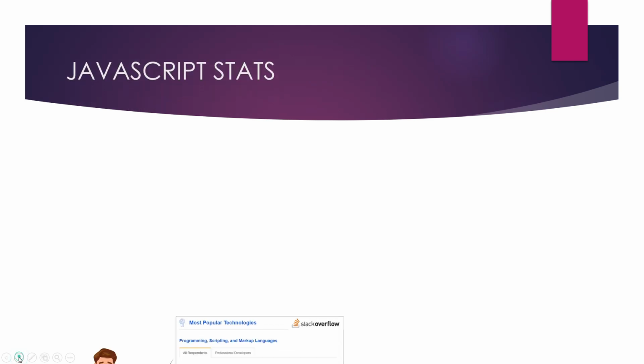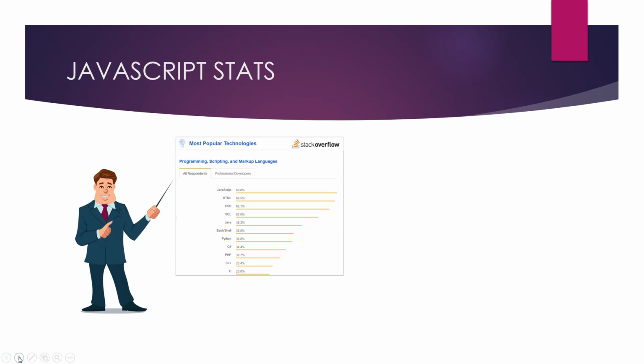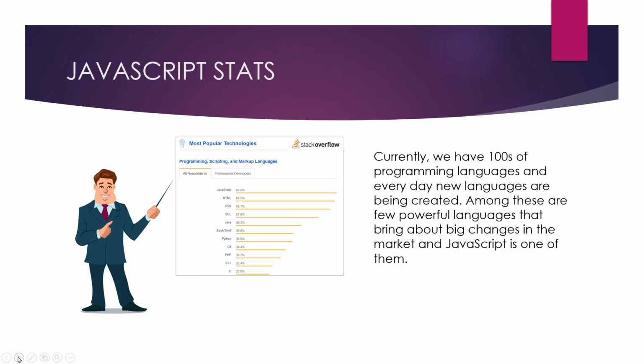Now, the JavaScript status. We are going to explain the JavaScript status from Stack Overflow. For the last 6 years, JavaScript has been used as the most popular language, at 69.8%, and HTML is 68.5%, followed by CSS, SQL, Java, Bash, Python, C++, C#, PHP, and C. This is the status over the last 6 years on Stack Overflow. We have more than 100 programming languages, and every day new languages are being created. Among them, a few are powerful languages. I have displayed the Stack Overflow status, and this is the most powerful language.